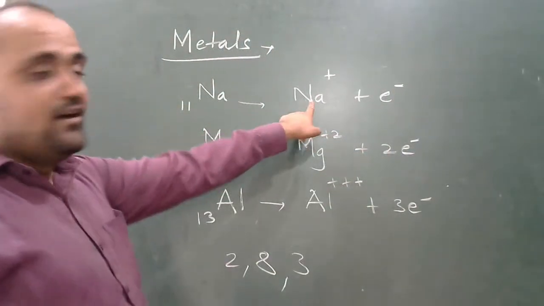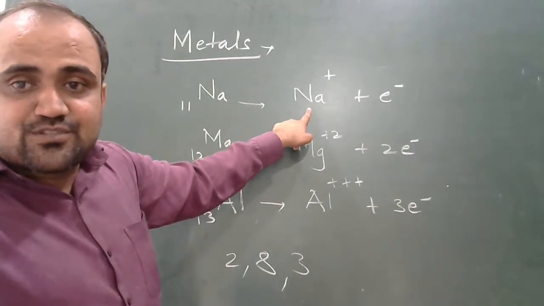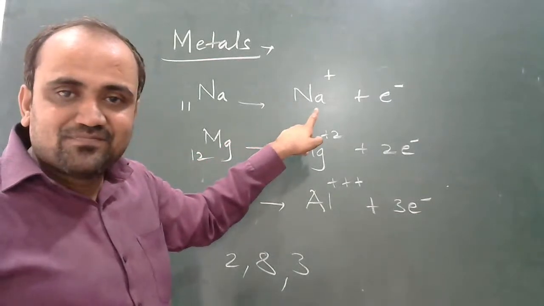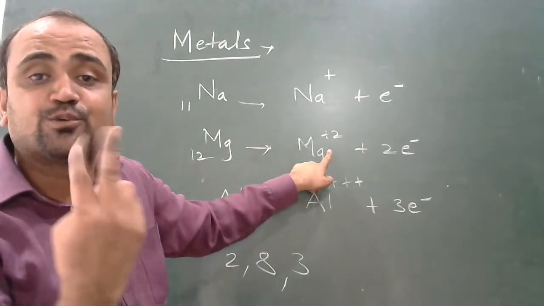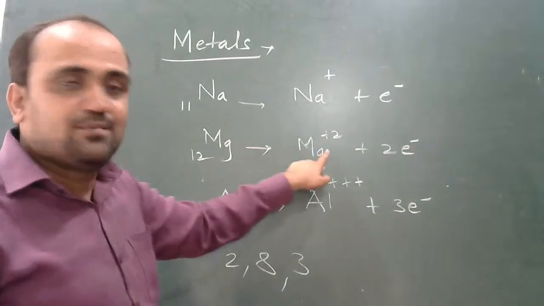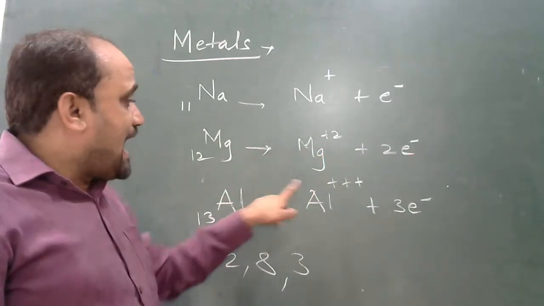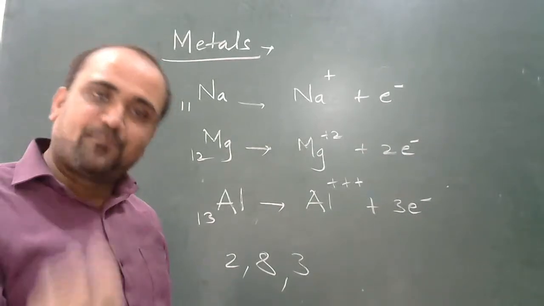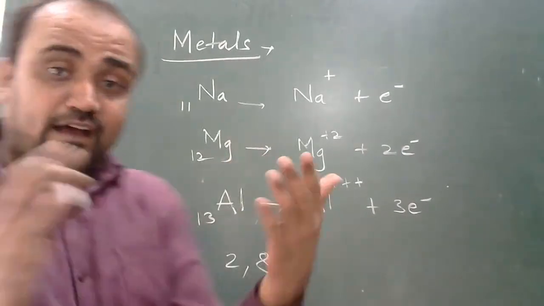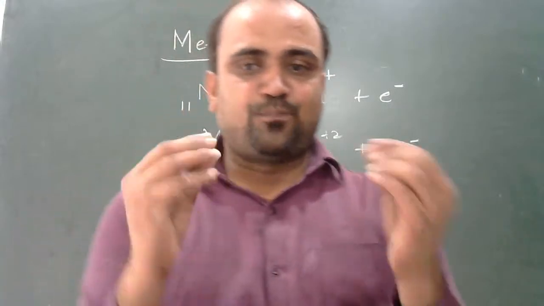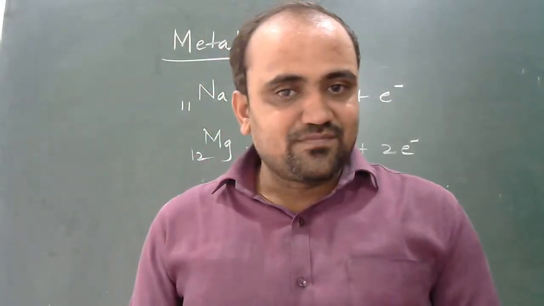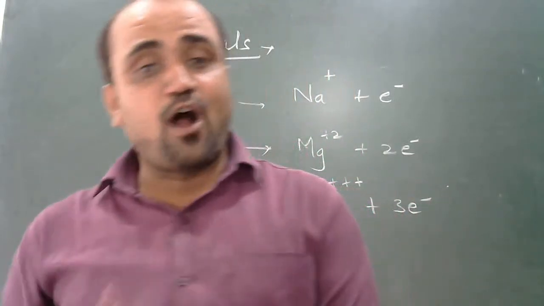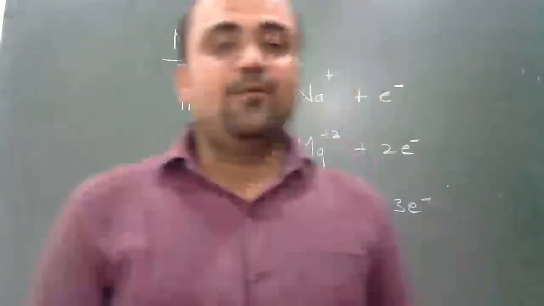So look, mono positive, only one positive charge, that is a mono positive ion, cation. Magnesium is di-positive ion. Aluminium is tri-positive ion. So now you understood what are metals. Metals are electropositive. They lose electrons and form positively charged ions, called cations.